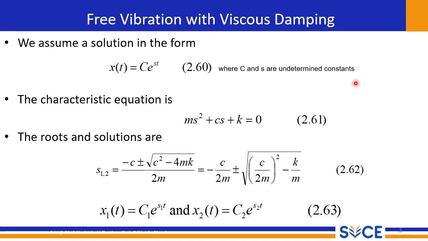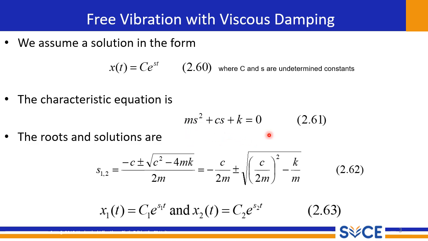The idea behind this assumption is that exponential functions have the property that their derivatives are just a constant times themselves. This aligns well with the structure of our differential equation, which involves x, velocity, and x double dot, that is acceleration. Substituting our assumed solution into the previous equation, and after some simplification, we arrive at the characteristic equation, that is m s square plus c s plus k equal to 0.